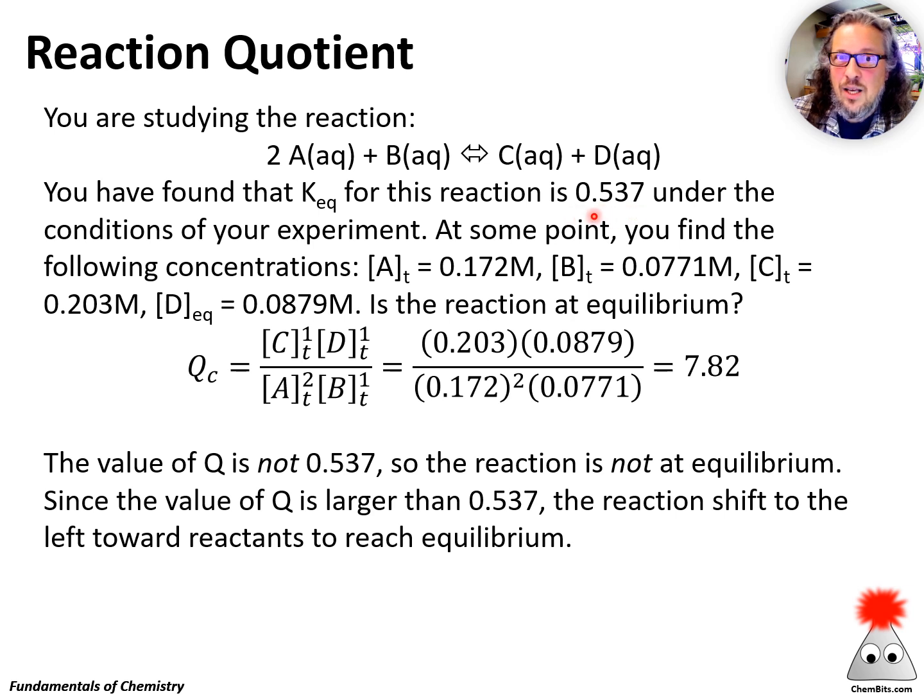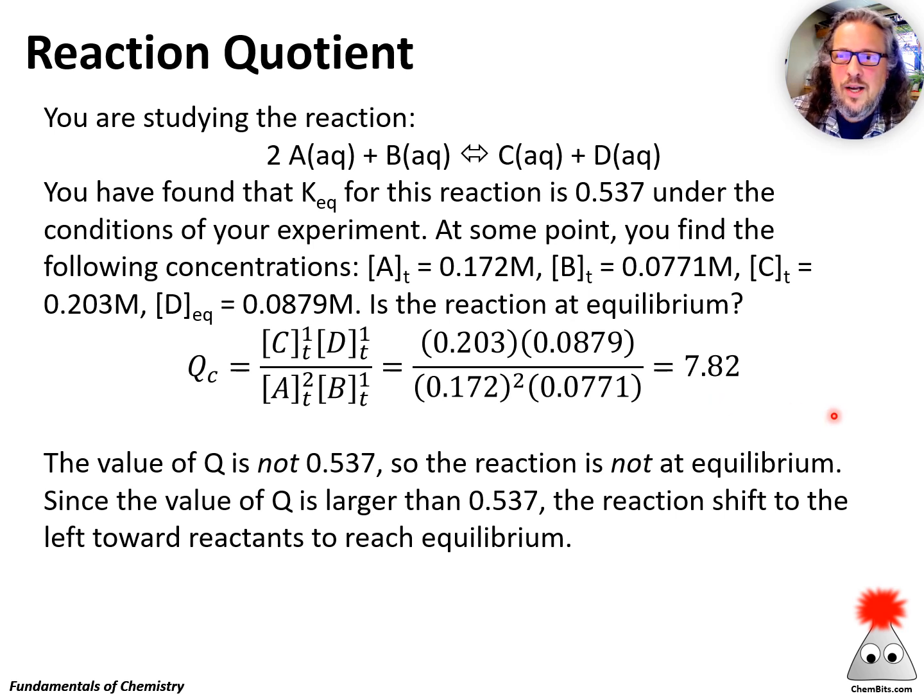7.82 is not equal to 0.537, so it's not at equilibrium. Formally, I've answered the question, right? It's just asking yes or no, is the reaction at equilibrium? And no, it's not, because these two numbers are not equal. But we could also look at this and say, well, Q is too big, so to get to 0.537, it has to shift towards the reactants, towards the left, to get to equilibrium in that case.